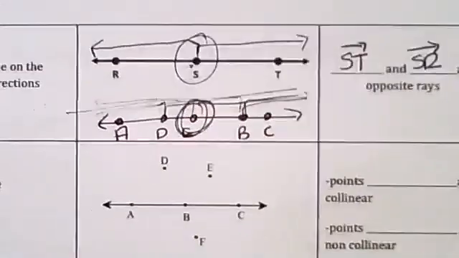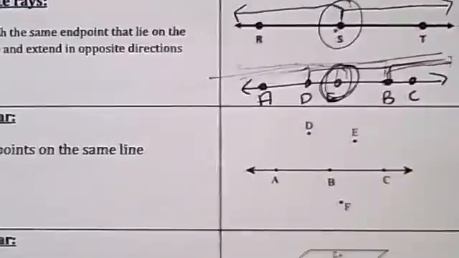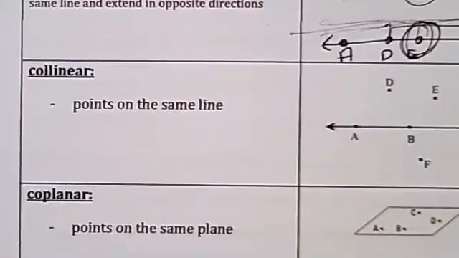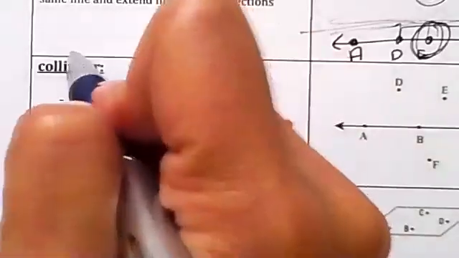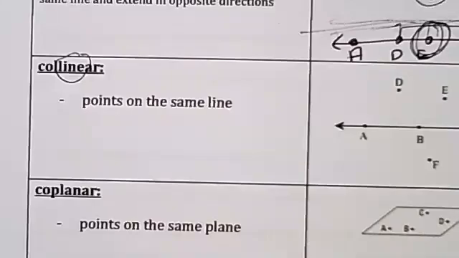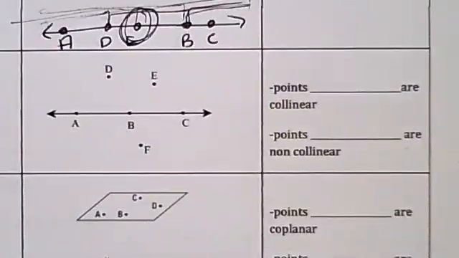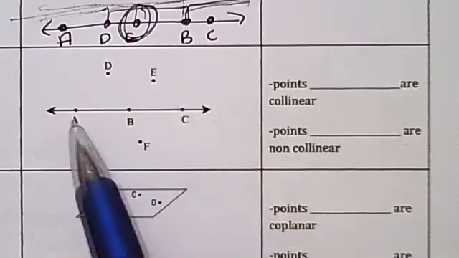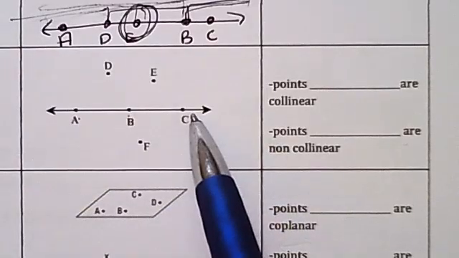All right, anyone else have anything right now before I go on? No? All right, collinear. Collinear, notice the word line in collinear. Collinear is points that are on the same line. So if you look at this picture here, notice that A, B, and C are on the same line. So those would be considered collinear points.